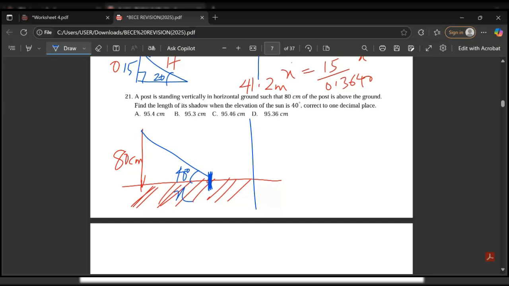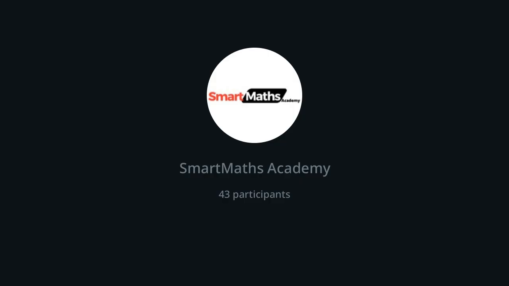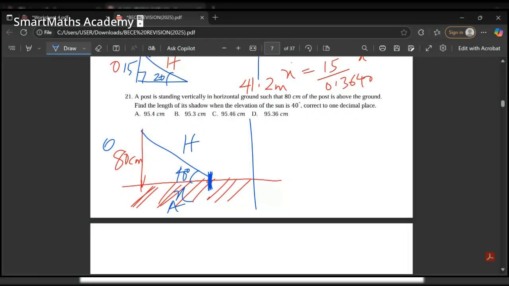All right, so this is the opposite. This is the hypotenuse. This is the adjacent. So we are looking for the adjacent, and we have the opposite, which is 80 as well. So that's going to be tan 40 degrees equals 80 divided by X.